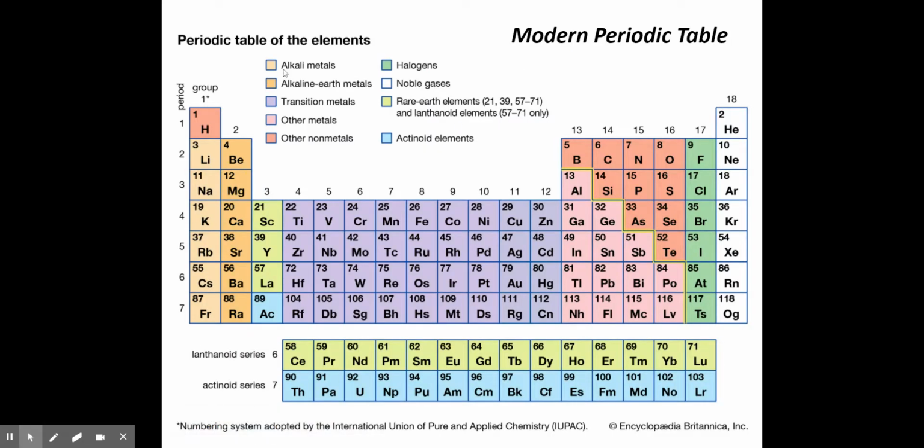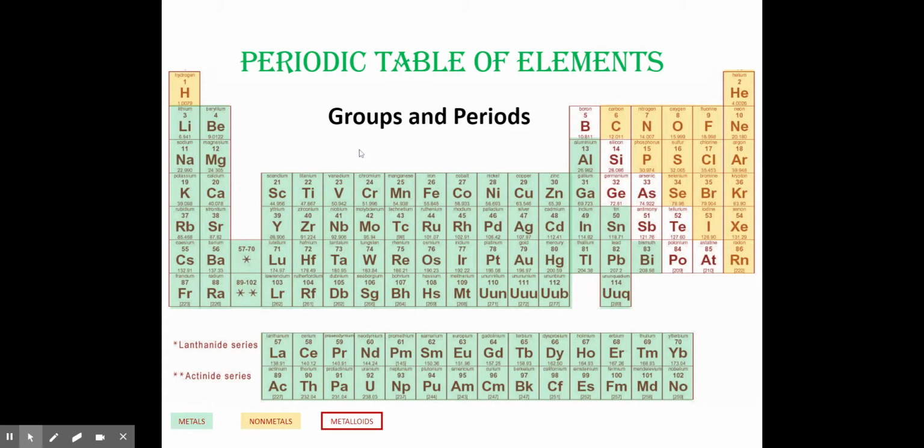So the modern periodic table starts with 1, 2, and goes all the way to, it looks like, 118 on this one. And it is broken down by properties and groups, okay? So we're going to talk just a little bit about the periodic table and all the information that it can give us. So the first thing you're going to notice is that on this one we have green, yellow, and white. So what do those things mean?